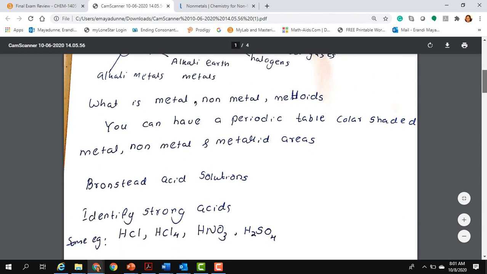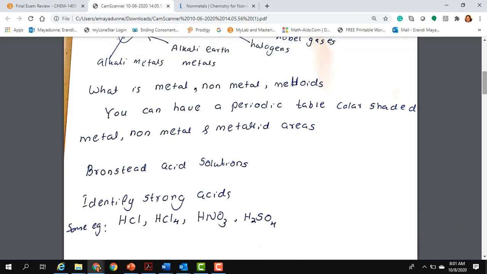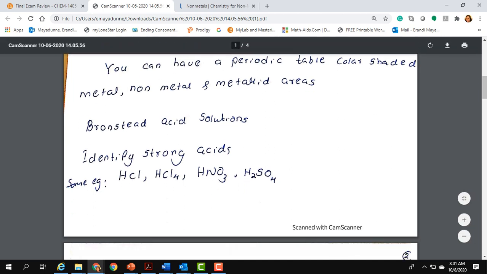And then Bronsted acids and bases. What is a Bronsted acid? It always gives H plus. And then you need to know what the strong acids are. I have listed them, and okay, there's a mistake. I'm glad I looked at it. It's not HC, it's HCl. This should be HClO4. Let me write it down.